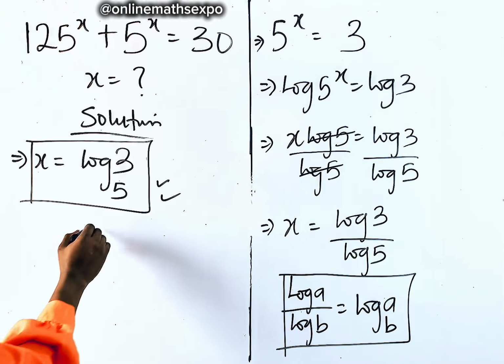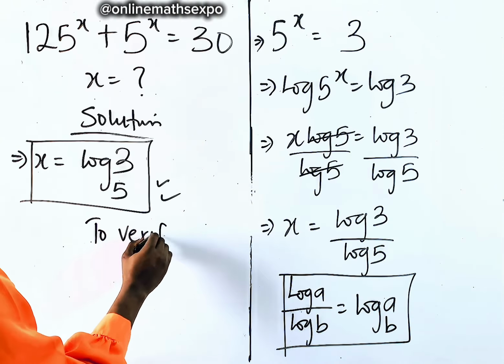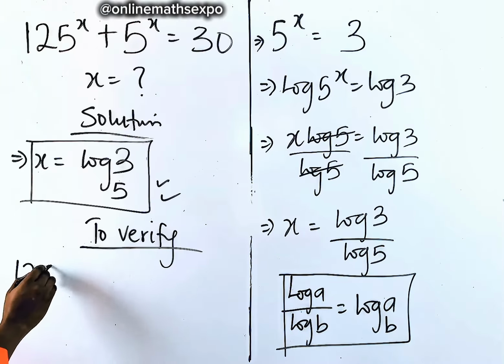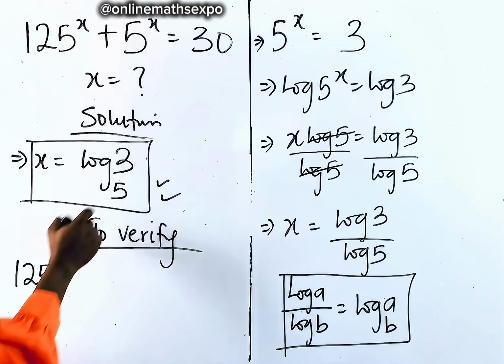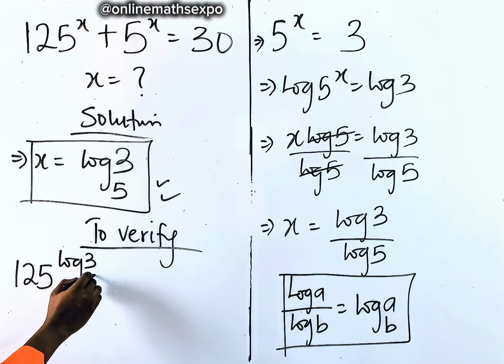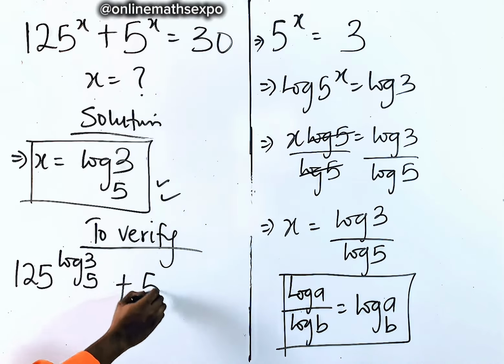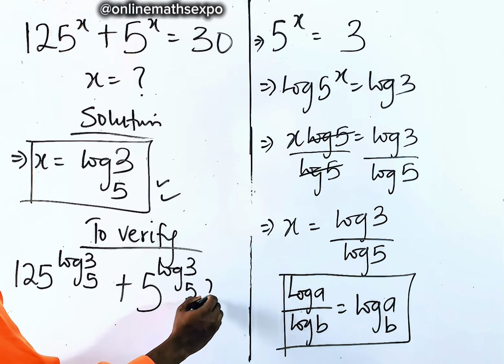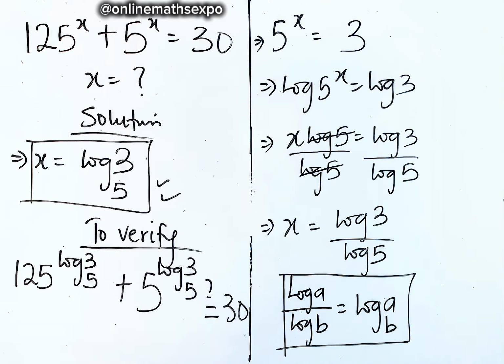So to verify, let's do it together. It's very easy. So let's verify this. So we have 125 to the power of x, this is our x. We have log of 3 base 5 plus 5 to the power of log of 3 base 5. Will this be equal to 30? Let's see to that. So what do we do from here?